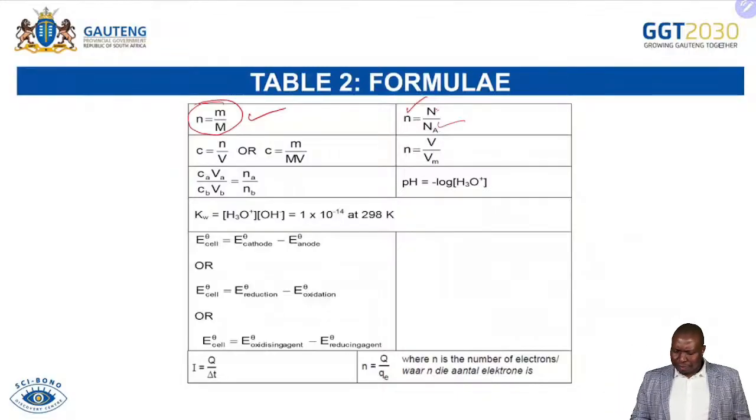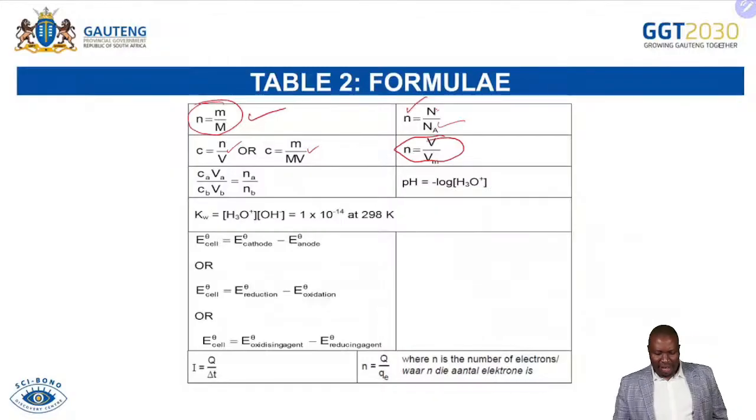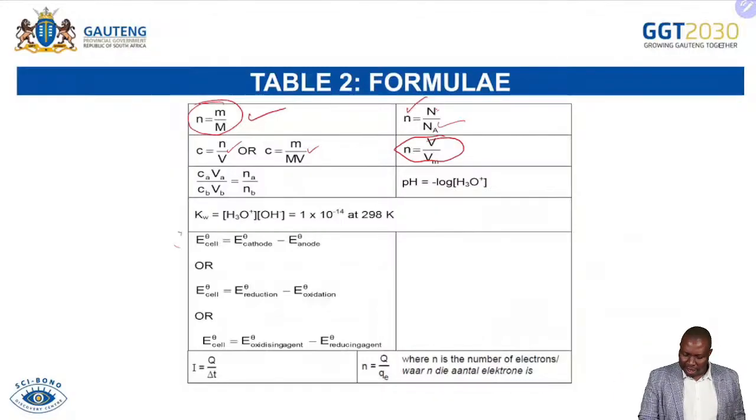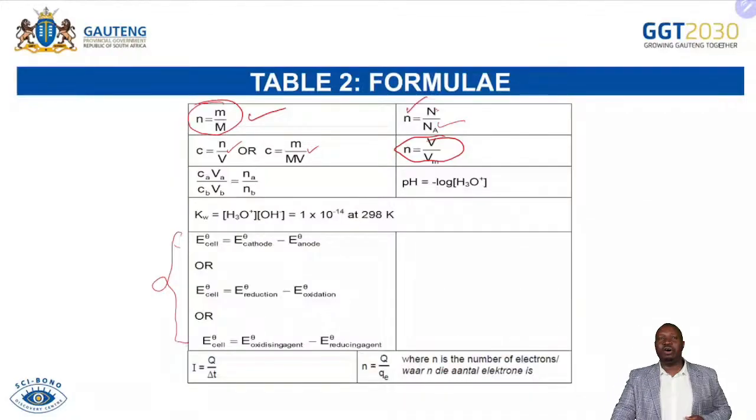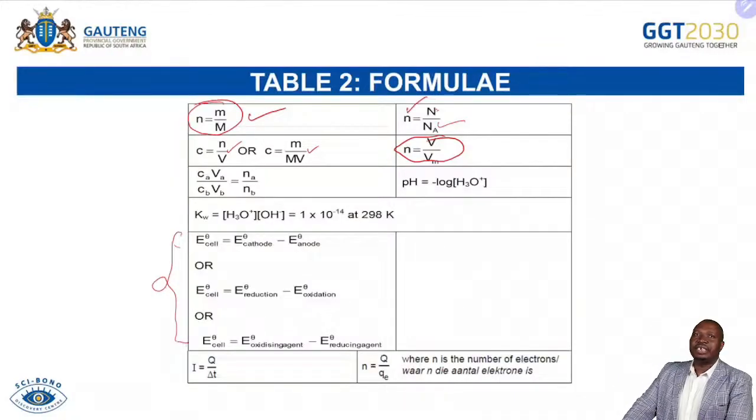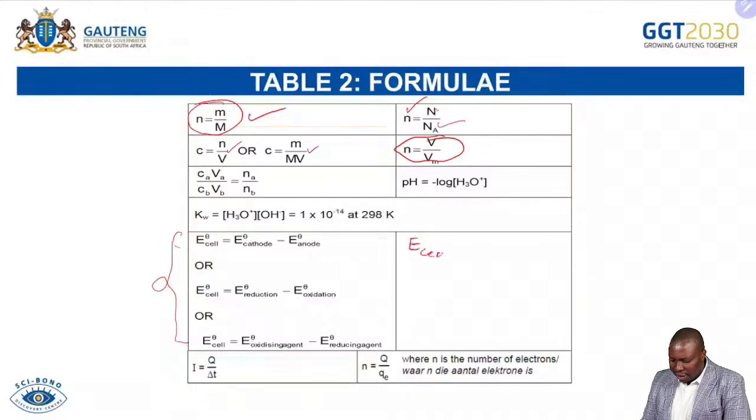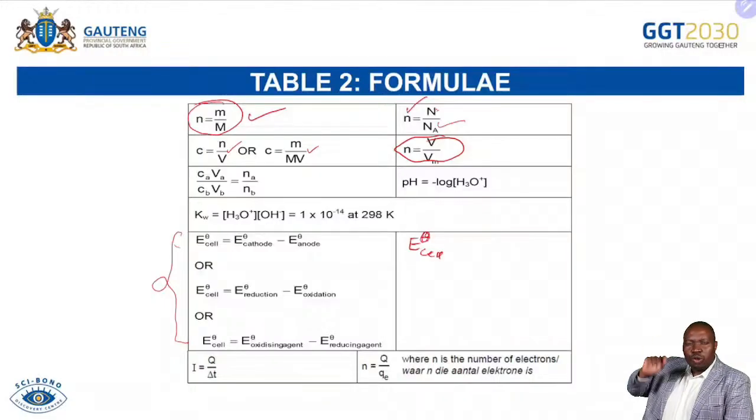Now, as well, you know that c equals n over V, or c equals m over MV. And n equals V over molar volume. Definitely you know that one as well. And then for this topic here, we have the formulae now to calculate the EMF of the cell. And I want to emphasize that our E cell is not just E cell like that. There is that symbol that you see at the top there showing you that this is under standard conditions.